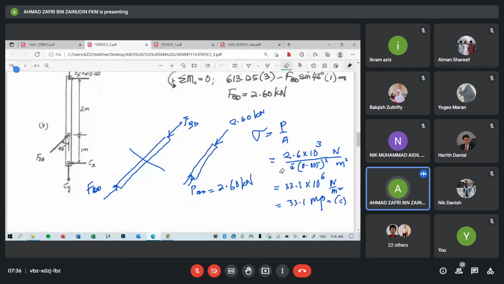Okay, let's calculate the stress. P over A: the internal force in point C, you want to use Newton, and divide by the area. You want to maintain millimeter, no problem. Pi times 5 squared, millimeter squared. So you give your answer.